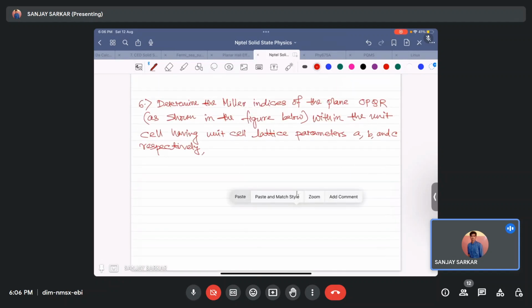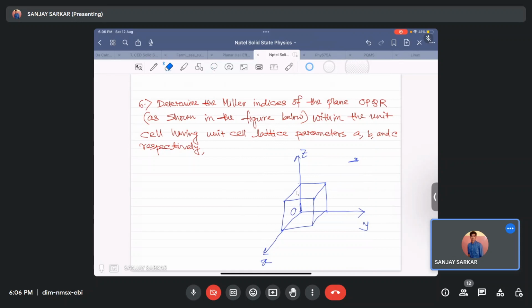So again this is the picture here. This time the plane is given as this. This is the plane. We need to find the Miller indices of this plane. Did you understand which plane I am talking about? This is along the body diagonal. So this is O, P, Q and this is R. Along X is A, along Y is B and along Z is C.